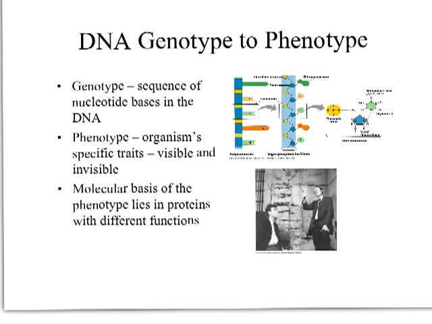So the molecular basis of getting a phenotype is going to lie in the proteins. Okay, so that's super important. It's the proteins that are made from the DNA. And these proteins are going to have different functions, and they're going to function differently in different organisms, and that's why we've got different phenotypes.